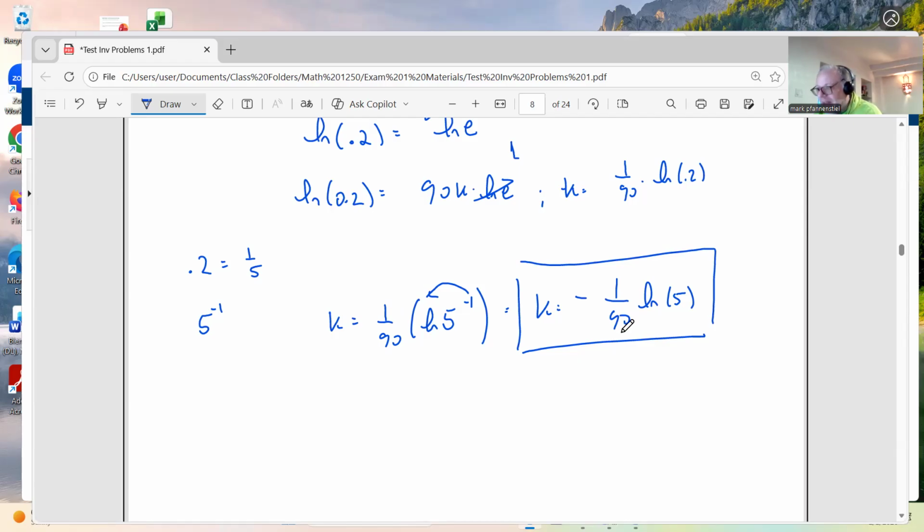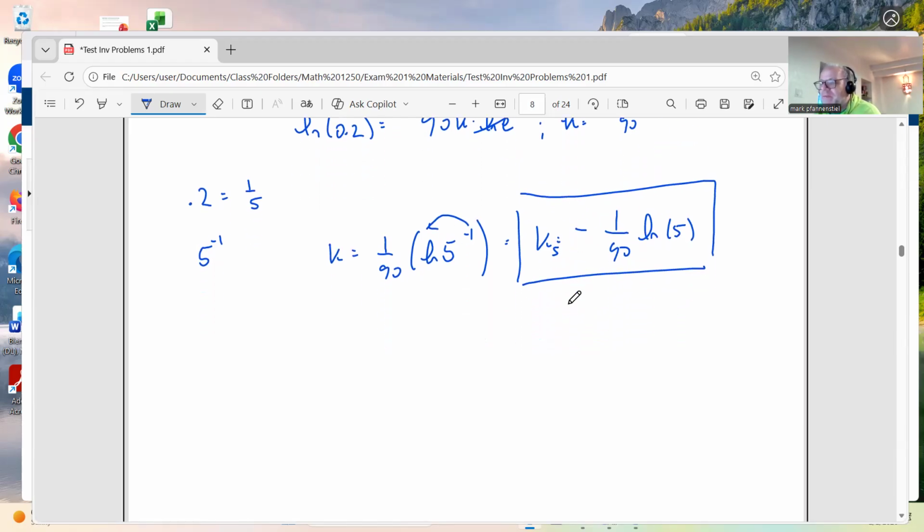That would be just fine. I'm going to call it k sub s because I know what it is now. If you do evaluate this and get a number for this value, use 4 significant figures. That's the rule, right? And now we have to figure out the half-life. Well, the half-life is when half of it is left.